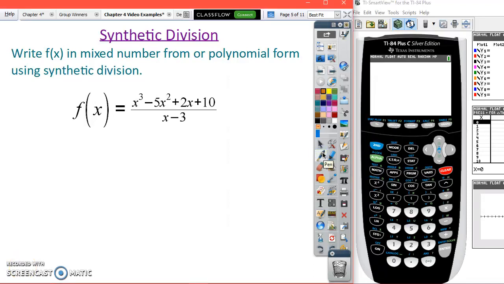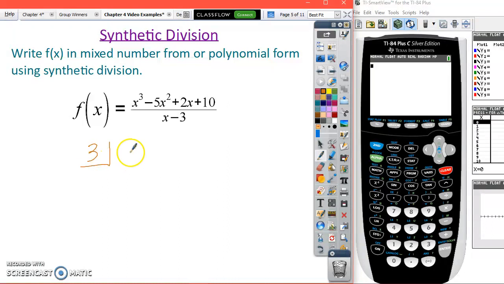In this problem, we're asked to rewrite f of x in mixed number form, and so that means that we are going to divide the two polynomials. And since we're dividing by a linear term, I can use synthetic division. And so to use synthetic division, if we're dividing by x minus 3, we will plug in positive 3. We'll plug in what that 0 would be if it is a 0.